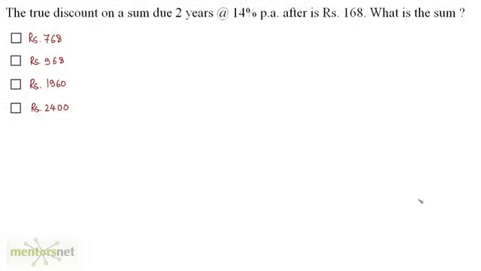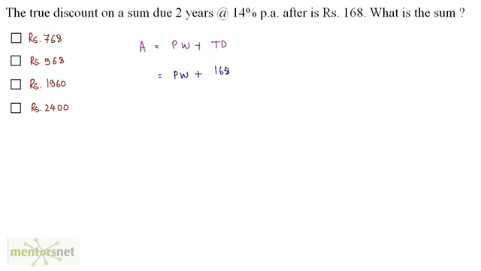The true discount on a sum due 2 years at the rate 14% per annum is 168 rupees. What is this sum? Well, this sum is basically the future worth of this item, and the future worth of this item is often called the amount, right? And amount is basically the principal worth plus the true discount, isn't it? Principal plus interest on the principal, and interest we call true discount, isn't it? So to calculate amount we need the principal. We have been given the true discount, so principal plus true discount is the amount.